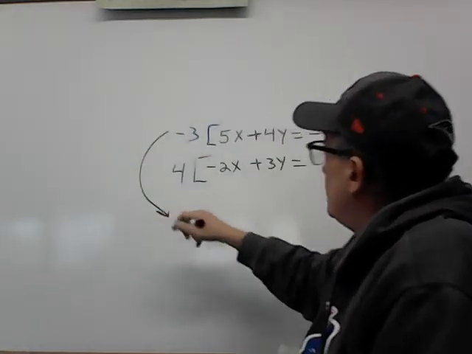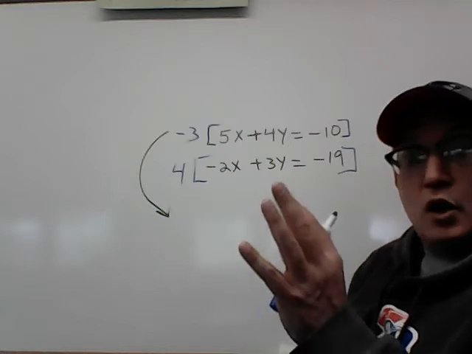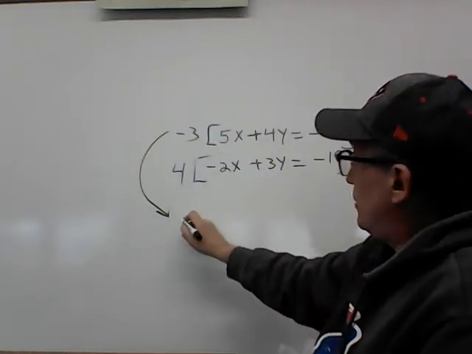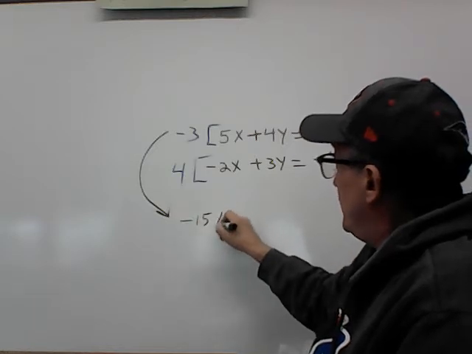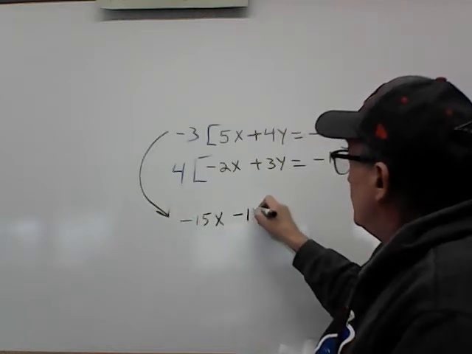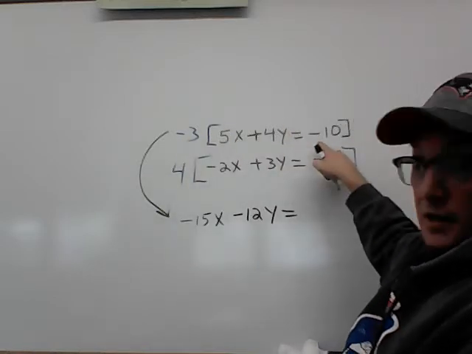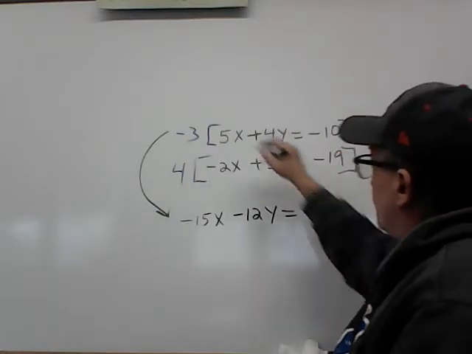So let's come down here now and write the new first equation, right? Multiplying everything in the first equation by negative 3, we get negative 15x minus 12y equals negative 3 times negative 10 equals positive 30.